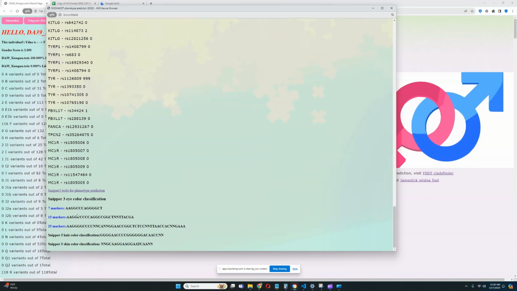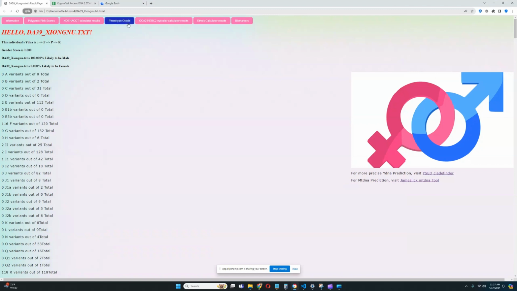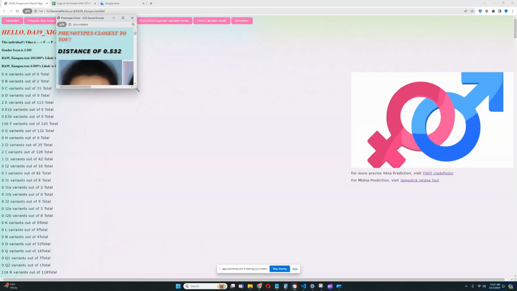Alright, there's the SNP-free eye color classification chart. For SNP-free, you can copy those genotypes and paste them in there. I'm not going to do that here, it takes too much time. Let's see the phenotype oracle for him, what that looks like.